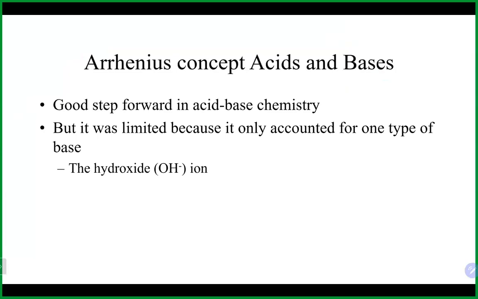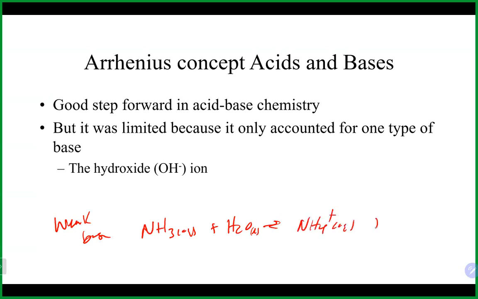So it was a good step forward, this early idea of acids and bases. It was limited, as he did a lot of work with strong electrolytes and strong bases that contain hydroxide. As we'll talk about, not all bases necessarily contain hydroxide in their formula. There are bases that can produce hydroxide without actually having it in their formula, and those are a lot of times weak bases. So for example, you could have a weak base like ammonia, and when ammonia reacts with water, it will produce NH4+ and some hydroxide.